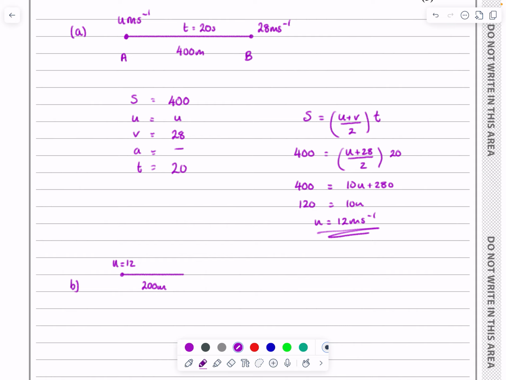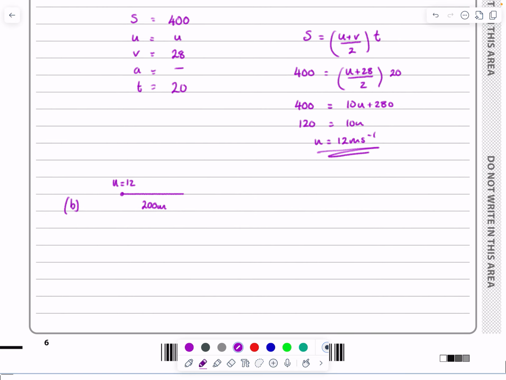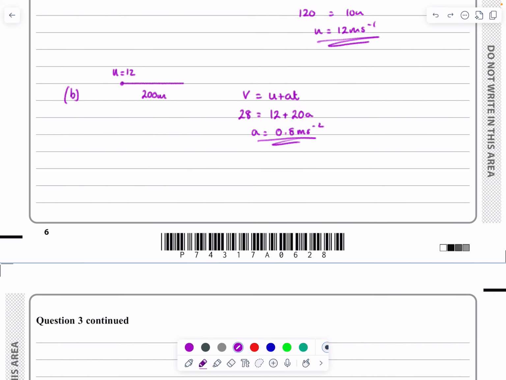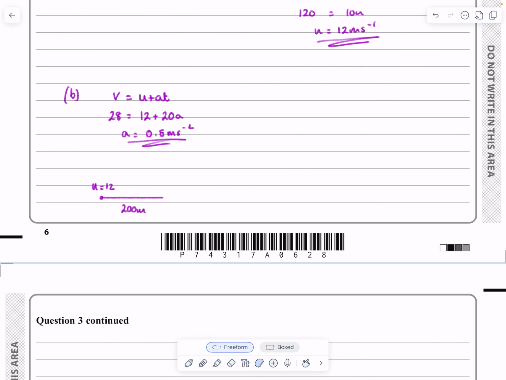So part B here. Before we do this, V equals U plus AT from the original part. So 28 is U, we know U now is 12, plus 20A. So A there works out to be equal to 0.8 meters per second squared. That's still for that journey there. So I've worked out A there, but then that will remain constant throughout. So now, in fact, do you know what I should do, just so I don't confuse the examiner, is let's put that in first and say that's what I've done first of all.